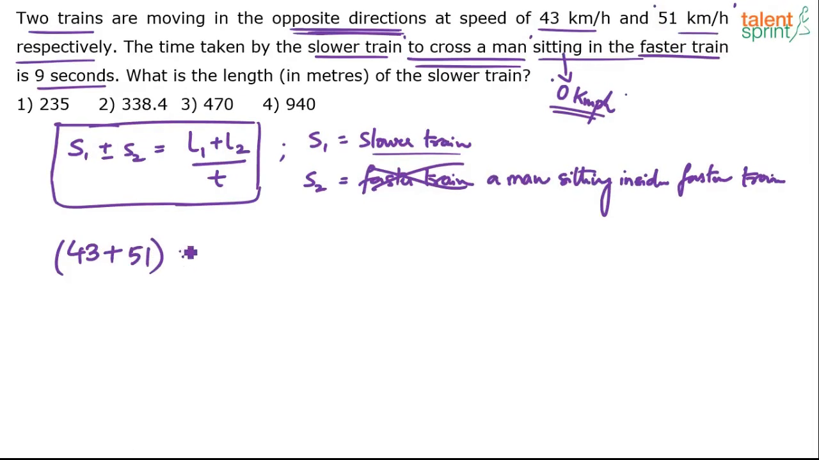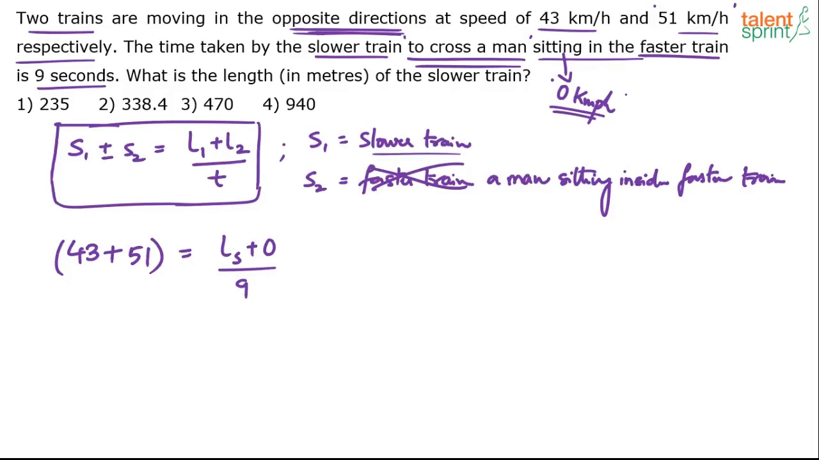So 43 plus 51 equals L1 plus L2. L1 is the length of the slower train. What is L2? L2 will be 0. See, length of the man is 0. Most of us commit a mistake by taking L2 as length of the faster train. No. L2 is the length of the second body. What is the second body? Second body is a man who is inside the train. It's not the faster train. So take L2 as 0. If we take L2 as length of the faster train, then you will not be able to solve this question because there is only one equation that we have. Divided by the time taken, which is 9. Simple. Solve and you will get the answer.